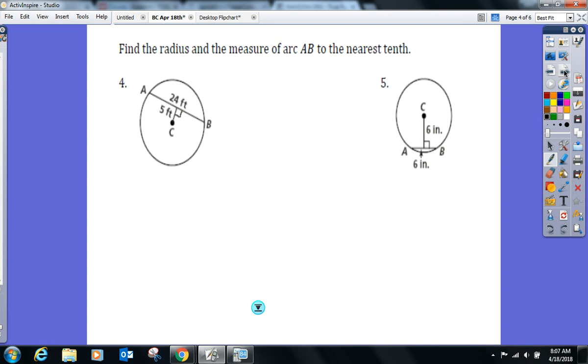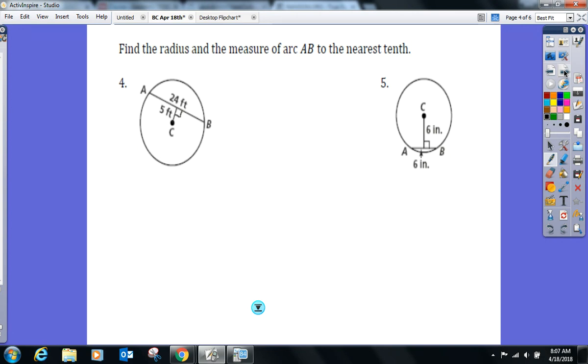Find the radius and the measure of arc AB. Measure, meaning it's got to be in degrees. All right, so let's find a radius first in number 4. Is there any radius drawn in? No, okay, so let's make a good guess here. Where should I put in a radius that I can maybe find here?